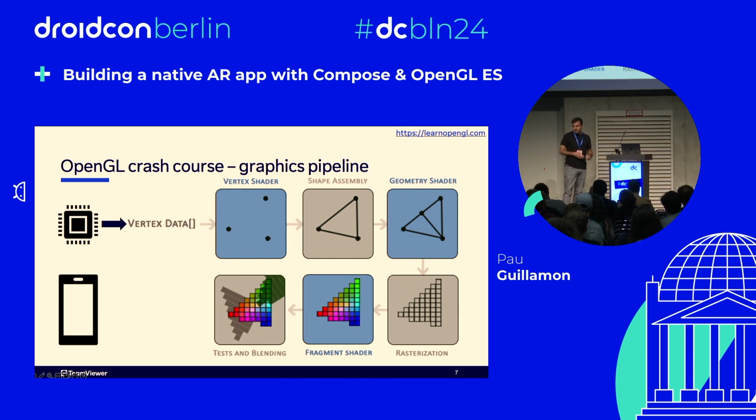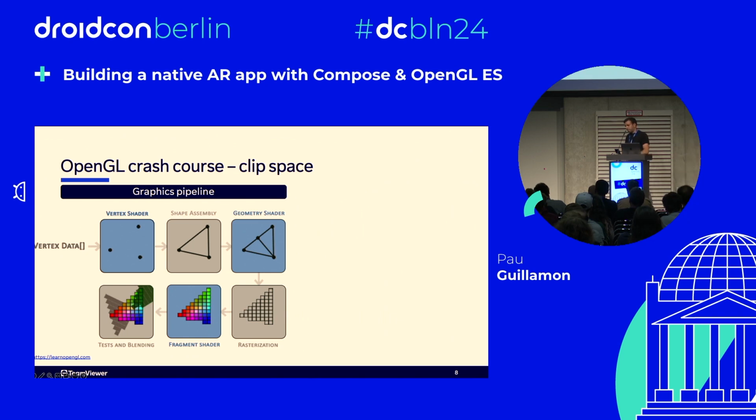Then there are some tests executed and some blending operations, and the result goes to the output, to the color buffer, and finally to the display. I put here in parentheses the word frame buffer. We'll get into that a bit later. Just remember that there's something called a frame buffer.